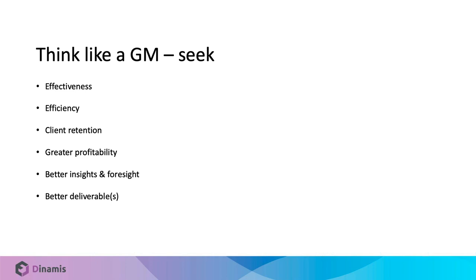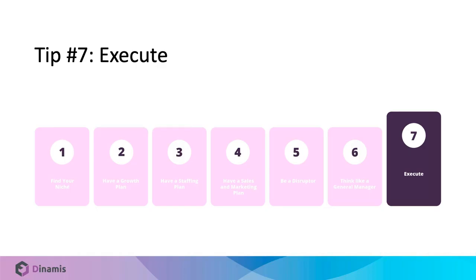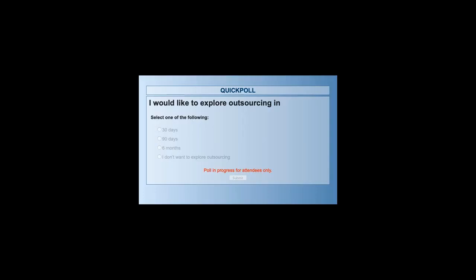And I think it may be time for our fourth polling question now, Christopher. Absolutely. Here is our fourth and final poll for today. I would like to explore outsourcing in 30 days, 90 days, 6 months, or I don't want to explore outsourcing. We'll leave this open just like the rest until it gets that 95% mark, or it reaches 1 minute. And I see we're already over 75%. Thank you so much for getting your answers in quickly. We appreciate that. And allows us to have more time on the content. So we'll leave this open for probably another 10 or 15 seconds.